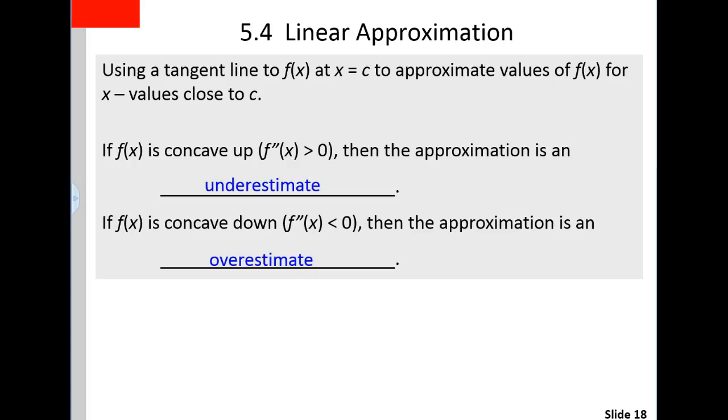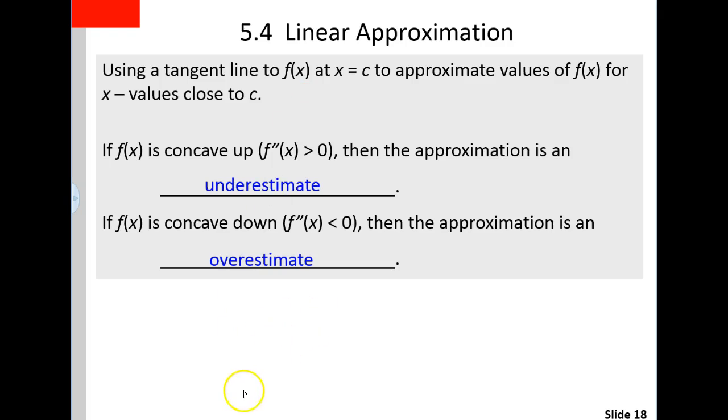So today we will be talking about section 5.4, linear approximation. We are starting on slide number 18. So let's go ahead and read slide number 18. It says, using a tangent line to f of x at x equals c to approximate values of f of x for x values close to c.